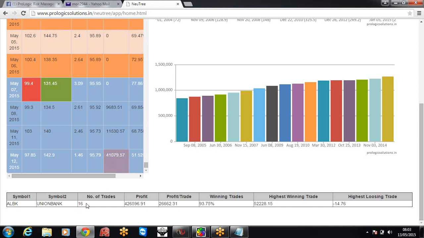And you can see the trades here. The number of trades is 16. The profit is this much. Winning trades are 93%. Excellent winning trades. Highest winning trade is this. Lowest losing trade is 14 rupees 76 paise.